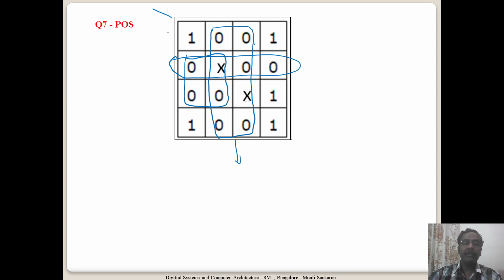Based on whether A, B or C, D, whatever variables are there, you will have expressions which you will learn when the Karnaugh map discussion happens. In this case, how many terms are going to be there? This one and this and this. So three are going to be there.